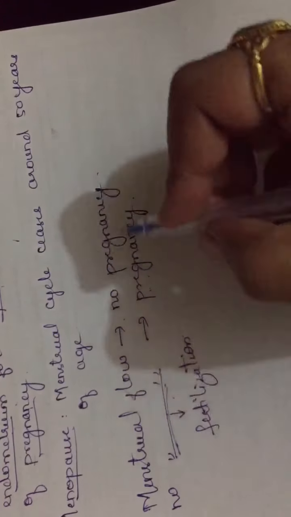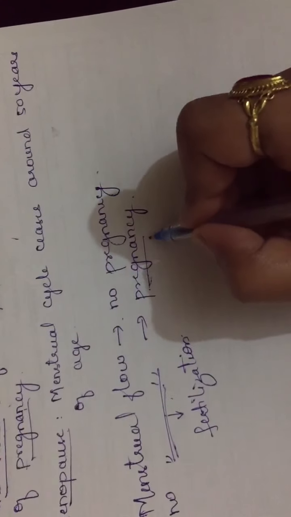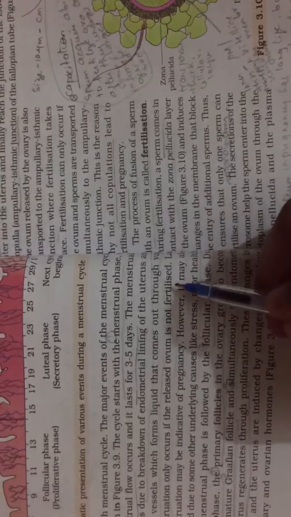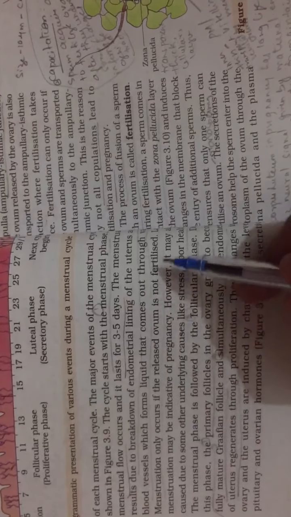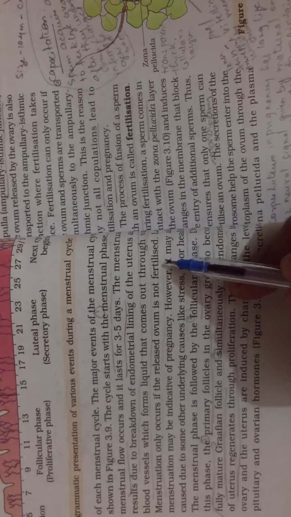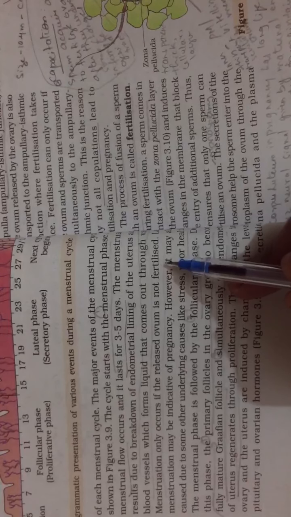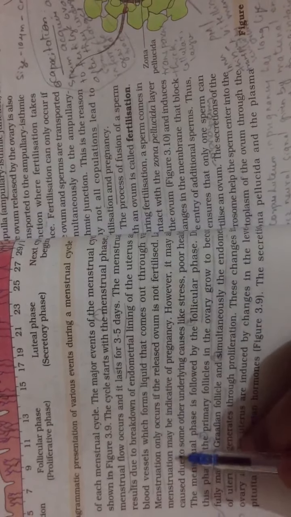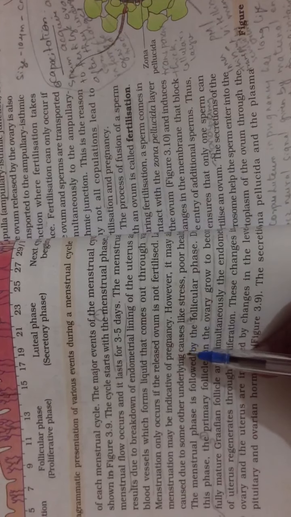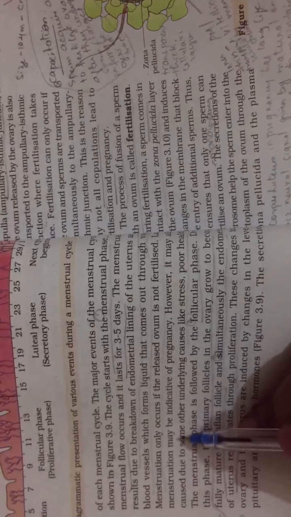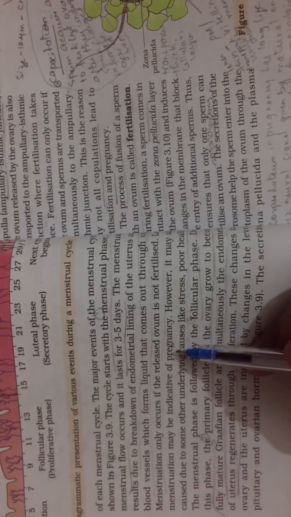So if it gets stopped, it is indicative of pregnancy, but it is not always possible as an indication of pregnancy, as you find in your textbook. In your textbook you have here, menstruation only occurs if the released ovum is not fertilized, right? If the released ovum is not fertilized, then only menstruation takes place. No menstruation may be indicative of pregnancy. Is it? It can be, maybe, it is not sure.